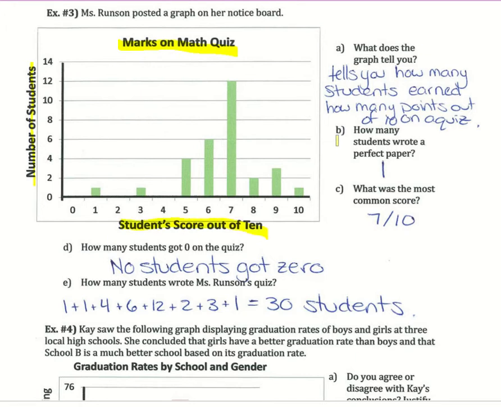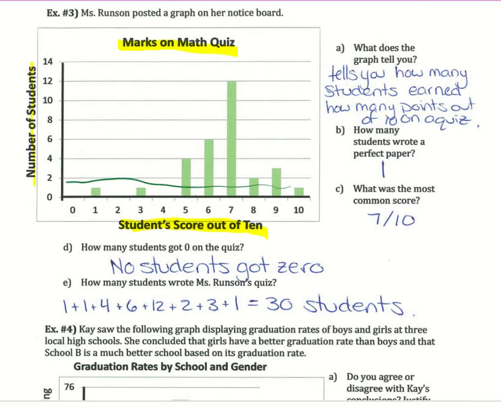All right, so what does the graph tell you? It tells you how many students earned how many points on a quiz out of 10, right? Here it is, out of 10, and then you can see the number of students, and they either got 1 out of 10 all the way to 10 out of 10. Nobody got 0 out of 10 on that too, so that's pretty good. How many students wrote a perfect paper? Well, when you take a look here, there is 1 student.